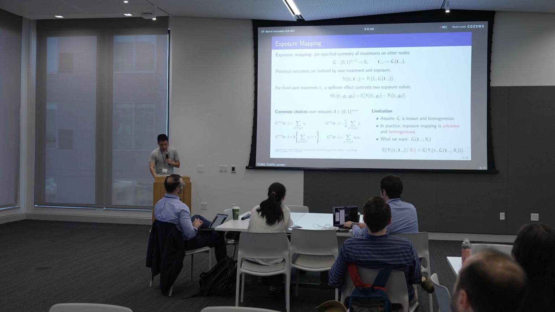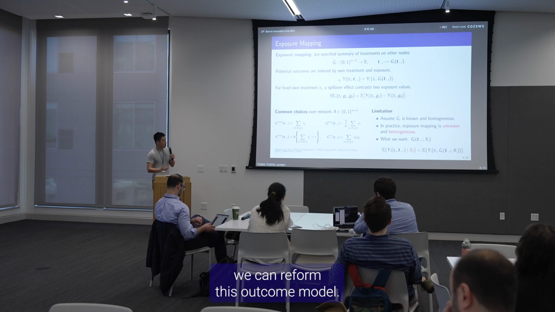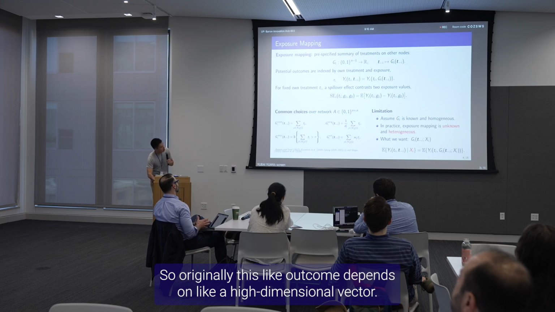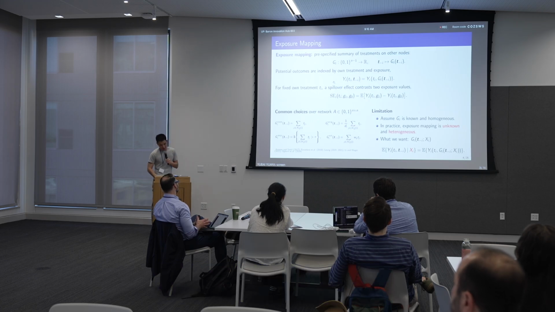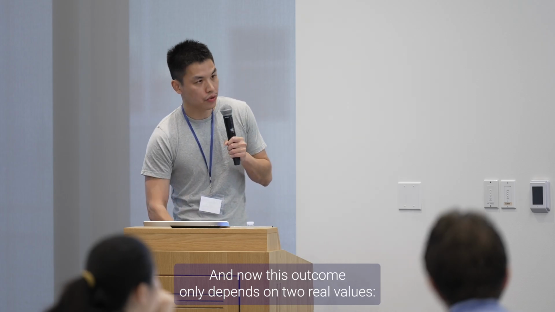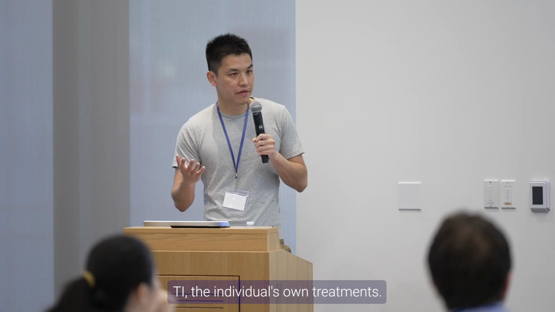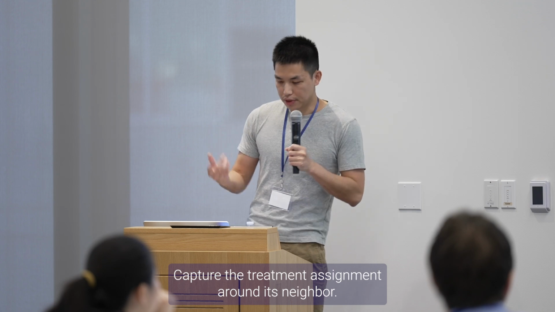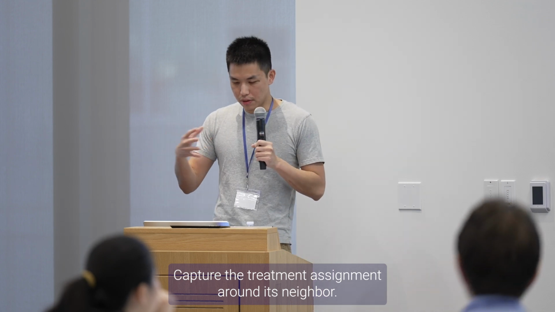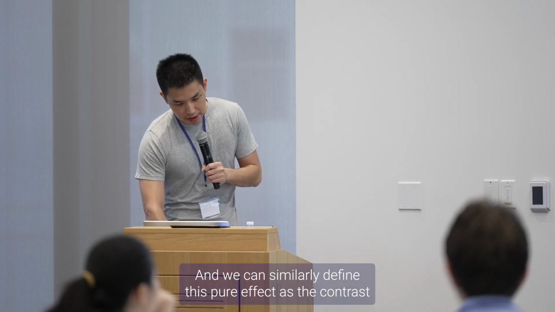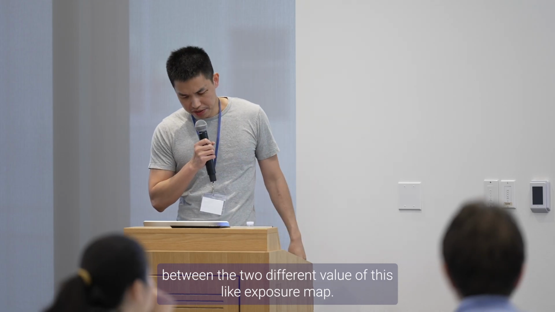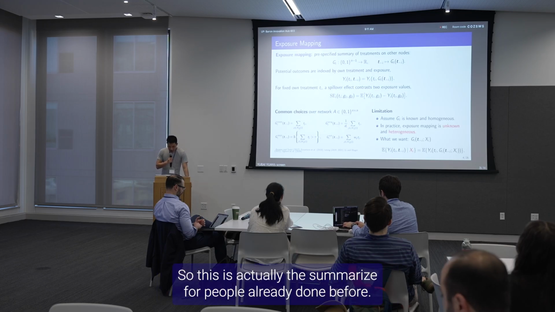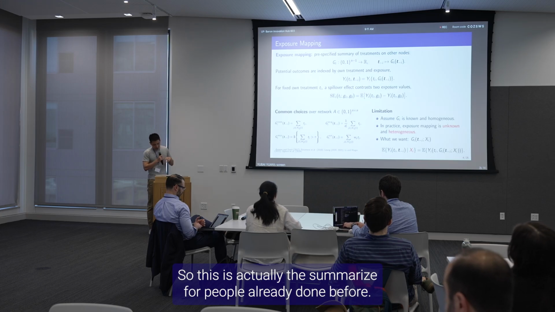So eventually you can see we can now reformulate this outcome model. Originally the outcome depended on a high dimensional vector, but now the outcome only depends on two real values: Ti, the individual i's own treatment, and the summary, this exposure mapping, which captures the treatment assignment around its neighbors. And we can similarly define the spillover effect as the contrast between two different values of this exposure mapping. So this is something people have already done before.